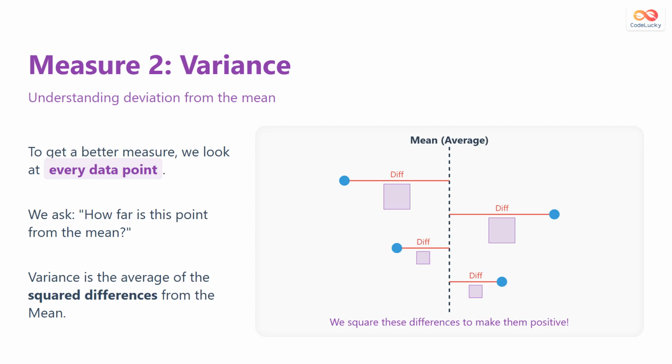To get a more accurate picture, we need a measure that considers every single data point. This is where variance comes in. Conceptually, variance measures the average squared distance of each point from the mean. It asks, on average, how far away is each number from the center?